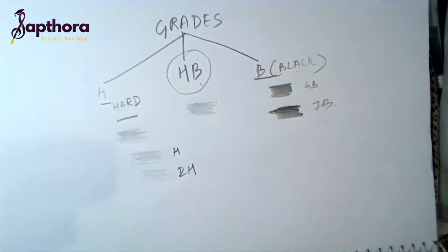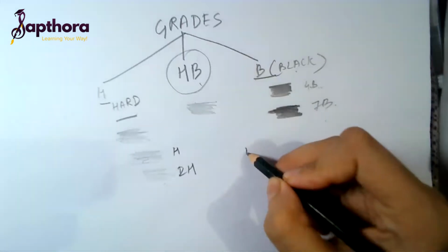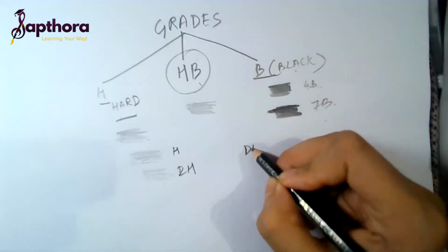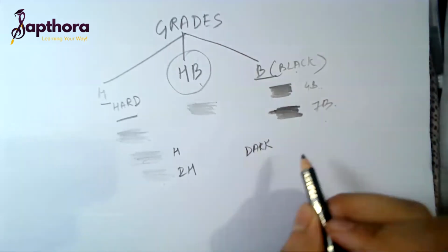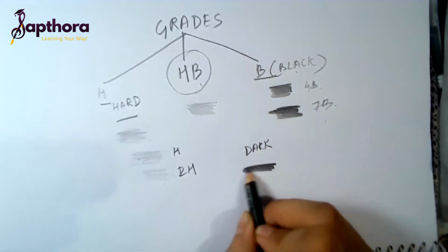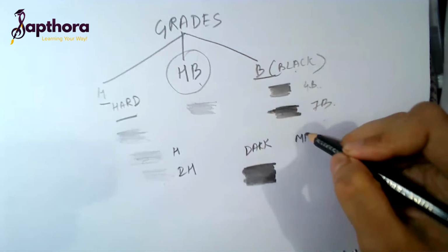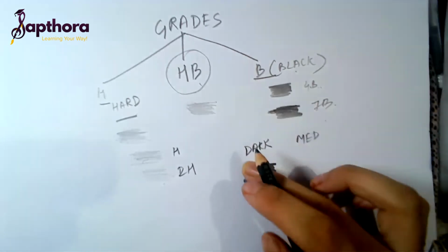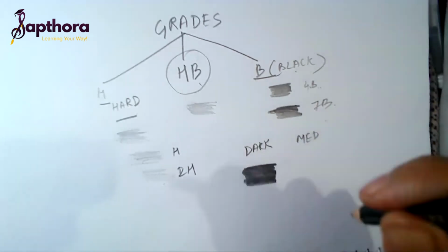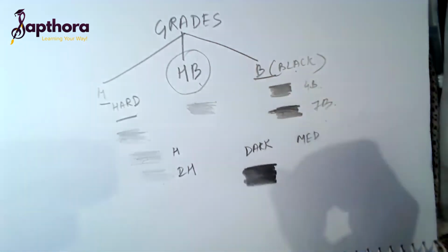So let's understand the tones. We have dark tone, which is very dark. Then we have medium tone. You can do all these dark, medium, light tones just by using one pencil as well. You just need to know what is the correct pressure you need to put on the paper.